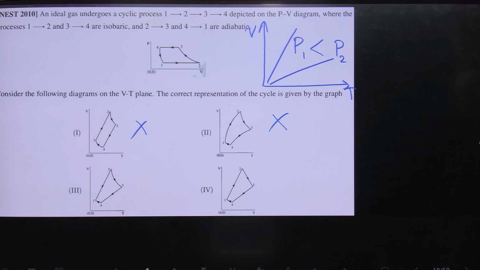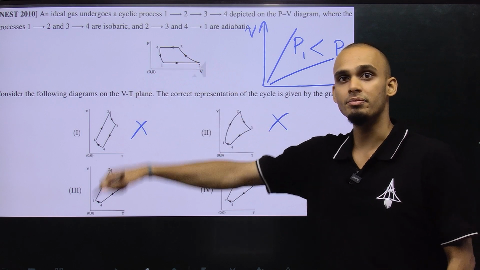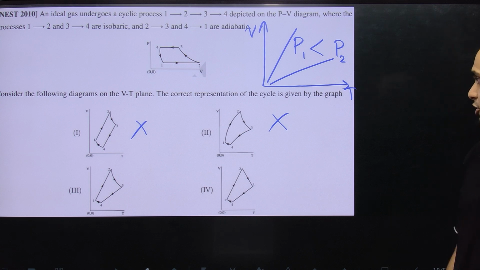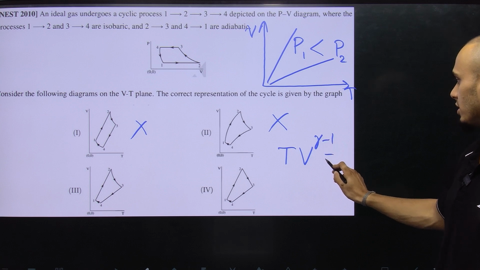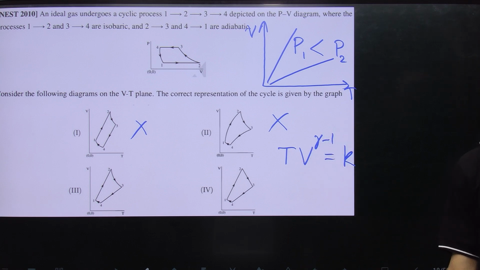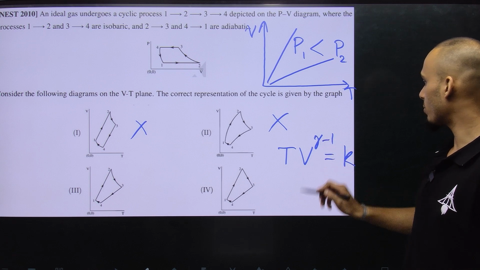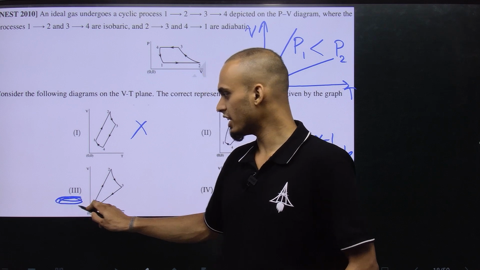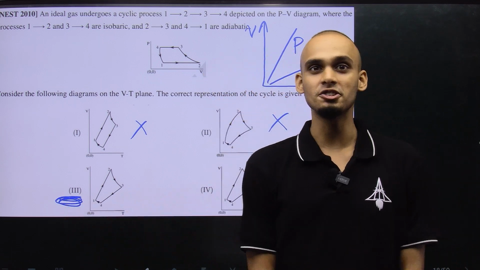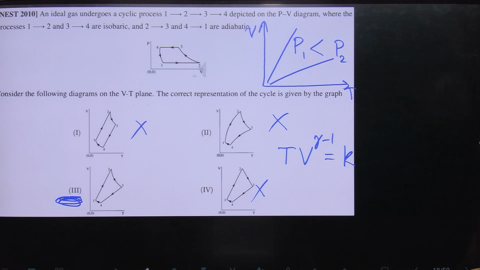disqualified. Now we know that 2-3 and 4-1 are adiabatic processes, and the equation for an adiabatic process is that T into V raised to gamma minus 1 should be a constant, let's call it K. Now this can obviously not be a straight line unless the value of gamma is exactly equal to 2, which for an ideal gas it will not be. So option 4 is also disqualified. The only other option remaining is option 3. So by the Sherlock Holmes method, this has to be the correct answer. Let's look at the next question quickly.